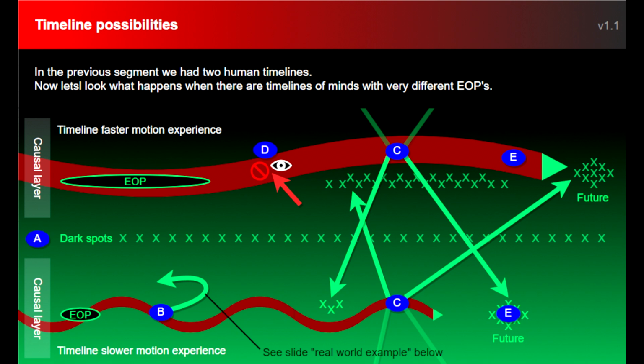E. Notice that the E top is in the future relative to E bottom. Because E top is in a different causal layer, only the macroscopic future is visible, and not the detailed microscopic future of E bottom. The timelines of minds with different EOPs form almost separate causal layers. Events in one layer can have a different temporal order relative to another layer. Minds can go from one layer to another, essentially traveling to the past or future.